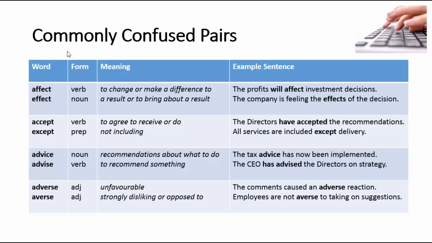Often spelling errors occur because of commonly confused pairs. So people are unaware that the words affect and effect are different. One's a verb and one's a noun, so that will have quite a different impact on the way it's written in a sentence. So affect as a verb means to change or make a difference to. So the profits will affect investment decisions. That's clearly working as a verb.